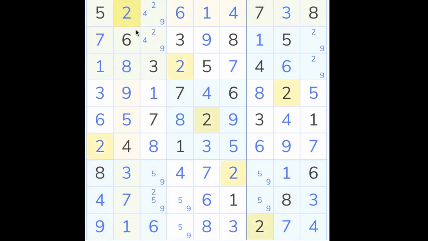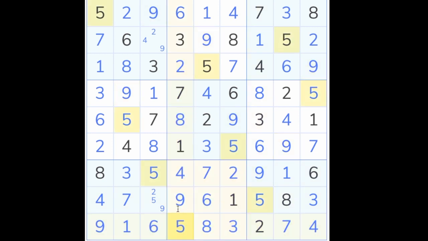Okay, this 9 means that this can't be a 9, we need a 9 there, so that's a 9 there. This 9 means that must be a 2, this is our 9. What else do we have? This 9 means that this can't be a 9, must be a 5, so this is our 9 here, and this is our 5 here, and this is a 9, and this is our 5.